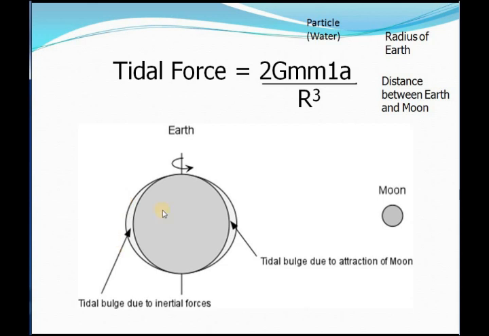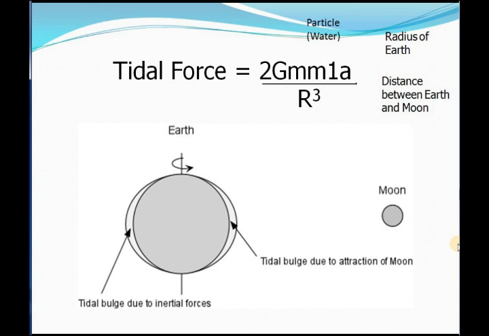Inertia force is nothing but your centrifugal force in the opposite direction, that is causing the bulge on the other side. So on these two bodies, it can be observed that the maximum amplitudes of the tides, that is the high tides, are produced, and the minimum amplitudes of the tides, the low tides, are produced.